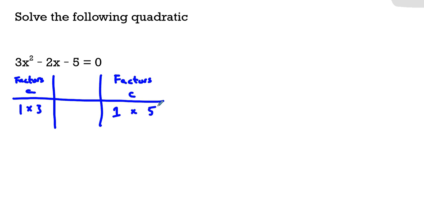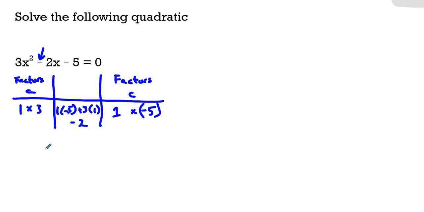Now I just have to ask myself, which one's the negative? Is the bigger number negative or is the smaller number negative? Well, since this is negative, it means I have to go with the bigger one here. And when I do 1 times -5 and add to it 3 times 1, I get -2. So I'm in the right place.